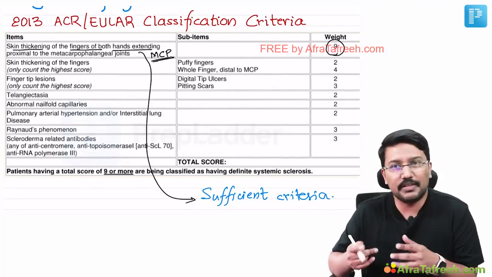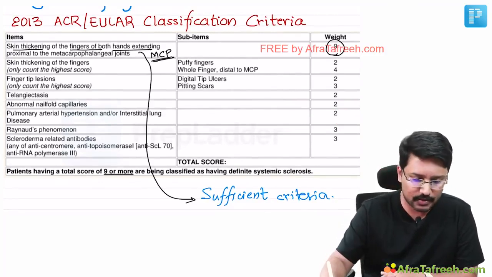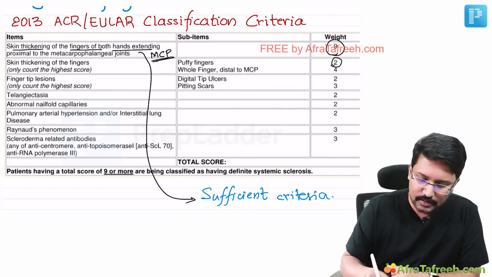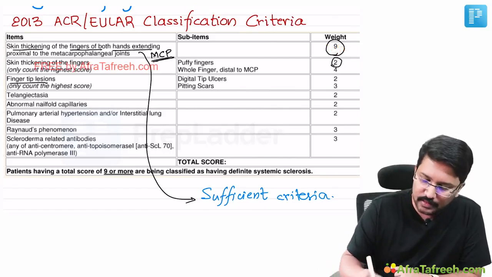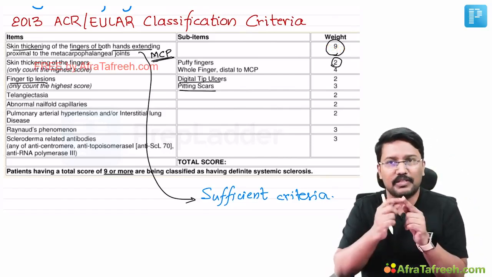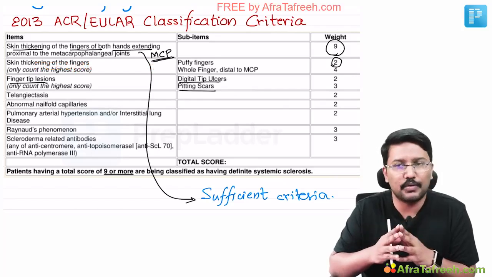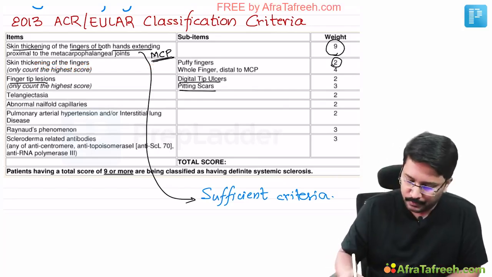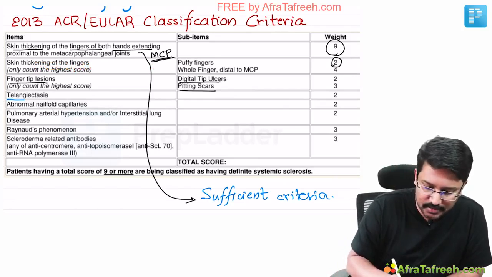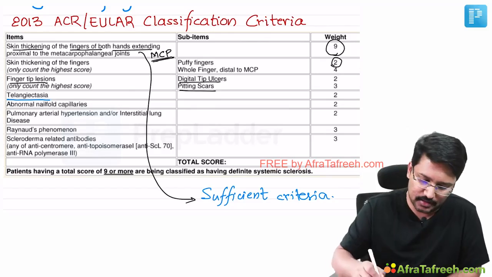Okay, skin thickening which does not meet this criteria is also a component of the classification criteria, and that also gets some score, right? Then the lesions on the fingertip in the form of tip ulcers or pitting scars. We have already discussed patients may develop tip ulcers and it may heal with pitting scars. That is also a component of the classification criteria. We know that patients may develop telangiectasia, especially involving the face and lips. That is also a component of the classification criteria.